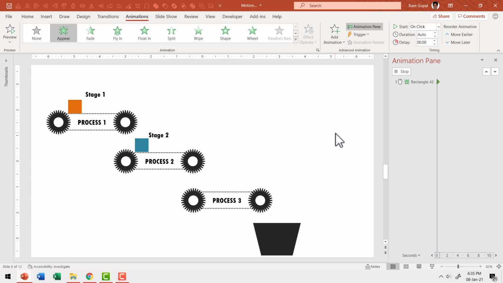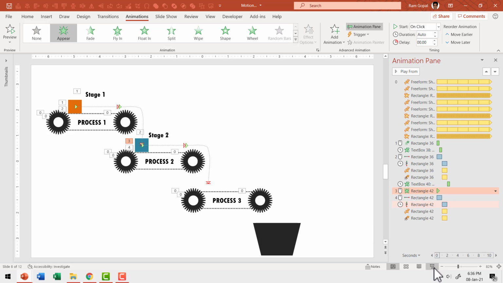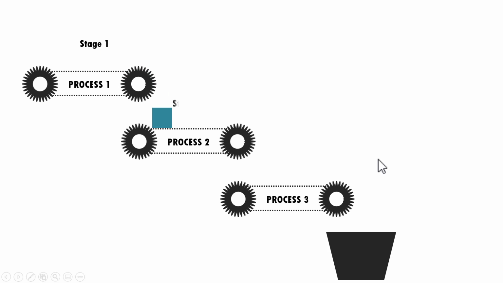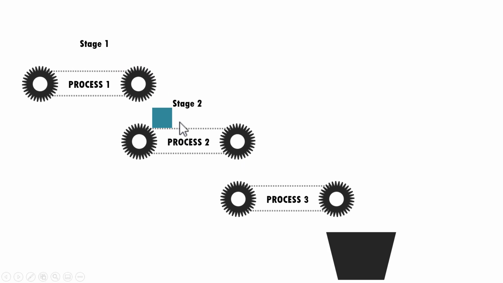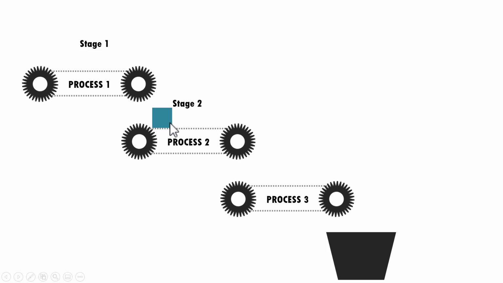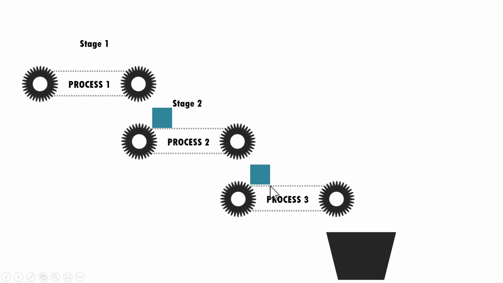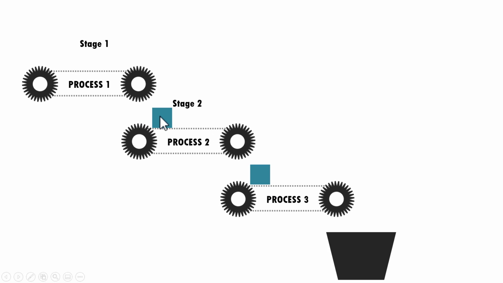So I have selected this entry, which is in the fly-in animation, and replace it with a simple appear animation. Now let us go to slideshow and see what has happened. We have the movement from stage 1 to stage 2, and then we have the second one appear. It has already appeared. Now as I click, that object moves from here to stage 3. But then the problem is we can see that the first object still is remaining.